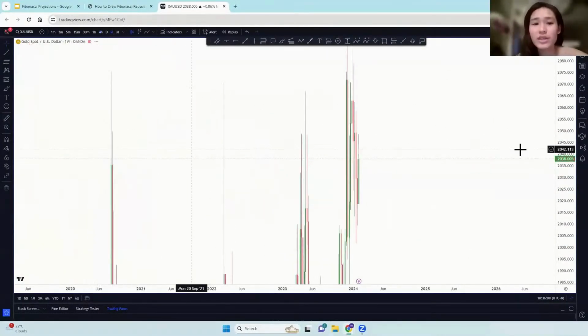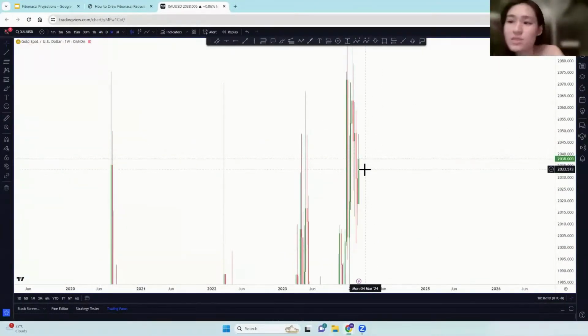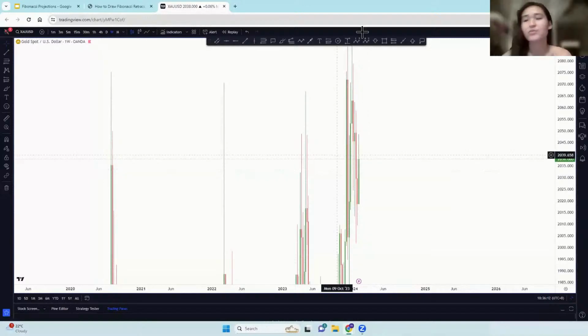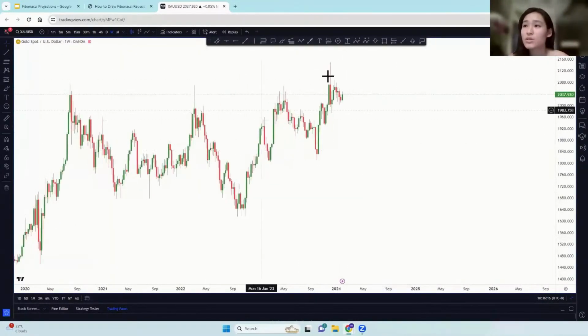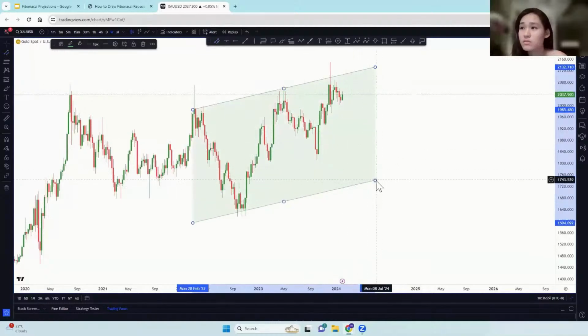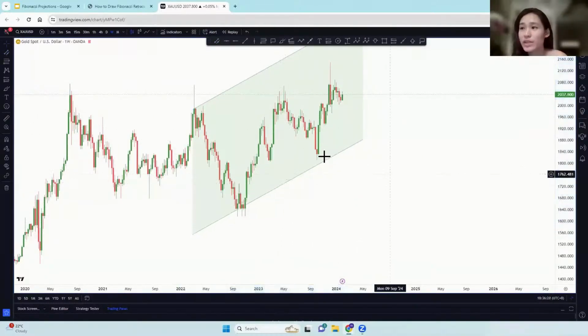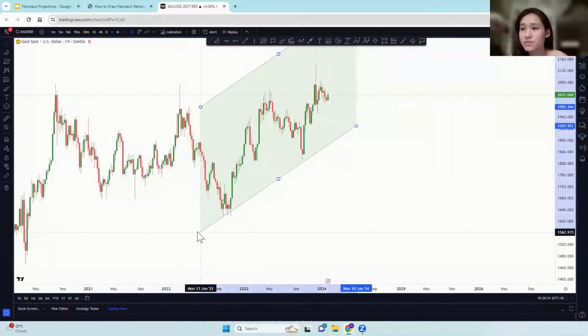So let's start off by looking at the higher time frames first so that we get an idea of what the general trend is. So on the weekly time frame, we can see price moving upwards. Okay, so we start off by looking for any trend lines or trend channels. I don't think we have a trend channel here.